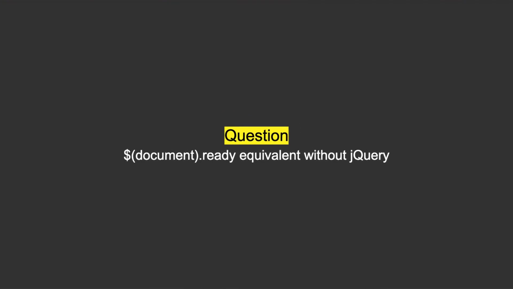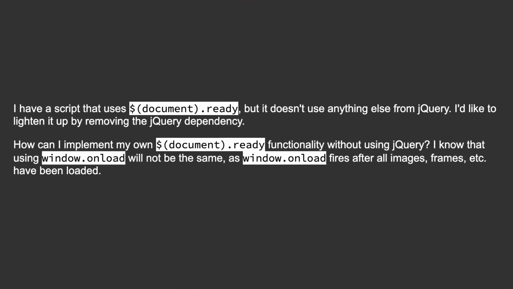Document ready equivalent without jQuery. I have a script that uses $(document).ready, but it doesn't use anything else from jQuery. I'd like to lighten it up by removing the jQuery dependency. How can I implement my own document ready functionality without using jQuery?